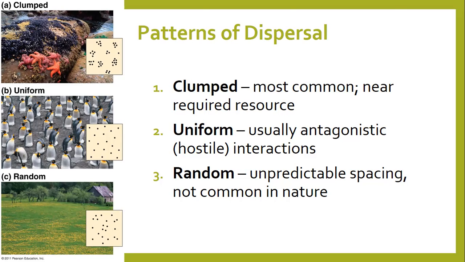Random. Random's really uncommon. And the reason is because things are either generally falling into the hostile one or into the clumped one. There's very little in the world that's random. And a lot of times when something appears to be random, it's just because we don't understand the species perfectly.